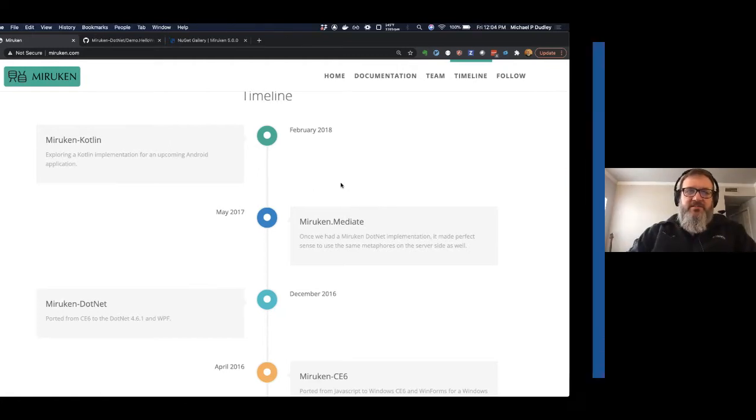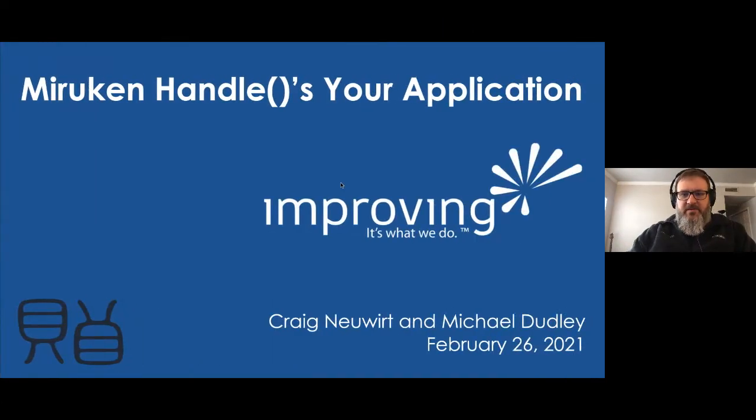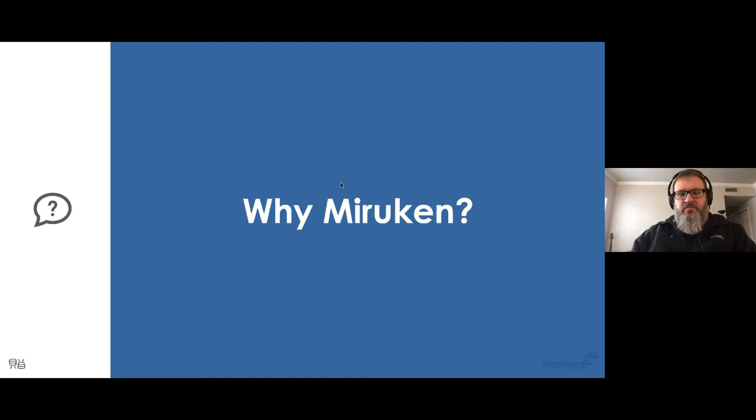Where we want to start today, we're going to be doing a lot of the latest .NET code. So it's going to be .NET 5, using the C# 9 syntax, some really fun stuff. So Craig, why Miruken? Why even go through all of this?